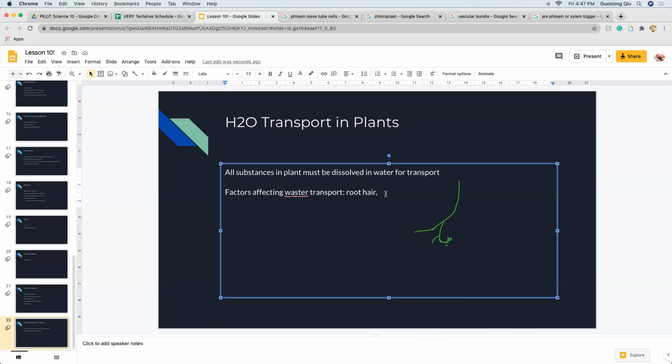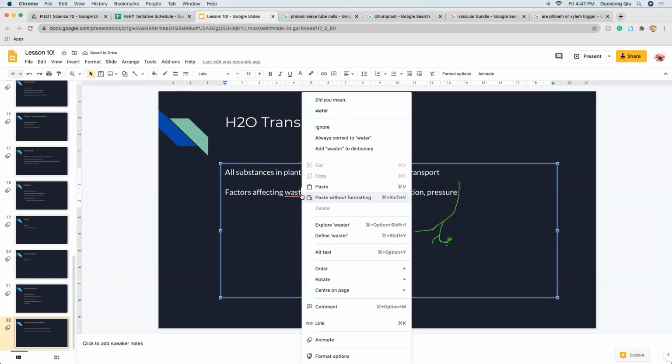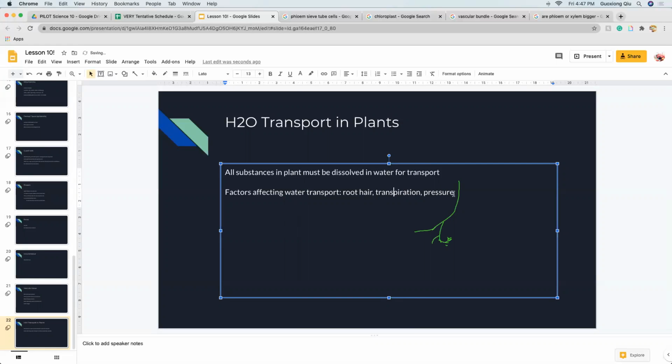Okay, water transport: root hair, transpiration, and pressure. Factors affecting water transport in plants. By pressure I mean pressure inside the plant, and you will learn more about this pretty soon. Maybe on the next slide. Not on the next slide, but soon. Now, we're going to talk more about root hair. What is its purpose? Guess what? To increase the surface area.